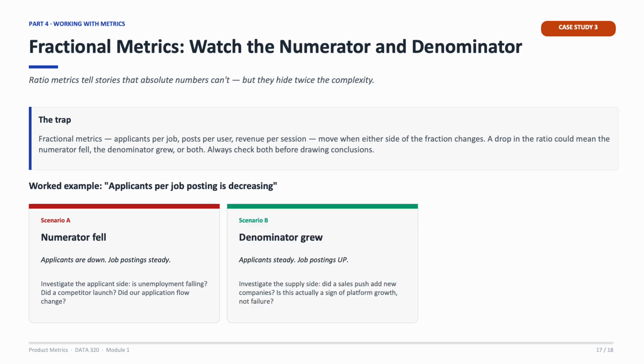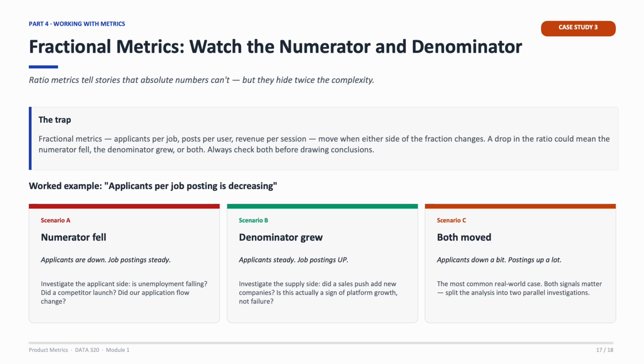Scenario B, denominator rises. Applicants steady, job postings up. This is actually good news. It looks like a decline on the dashboard, but it's a sign of platform growth. Scenario C, both move. Applicants down a bit, postings up a lot. This is the most common real-world case. Both signals matter, and you split the analysis into two parallel investigations.